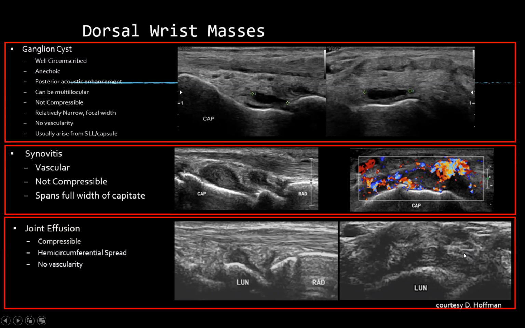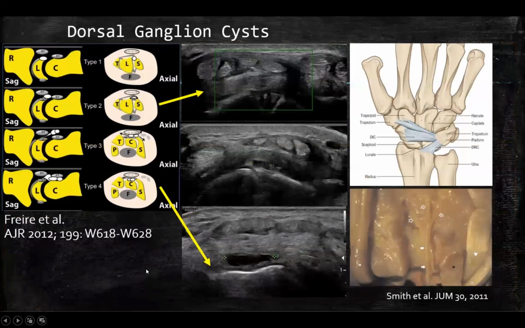So by going through our additional images and what we know about common dorsal wrist masses, we can call our cyst, our finding, a ganglion cyst. Now, ganglion cysts have an interesting relationship with some of their surrounding anatomy, and specifically the radiocarpal ligament, which goes from the radius to the triquetrum, and the intercarpal ligament, which spans from the scaphoid to the triquetrum.